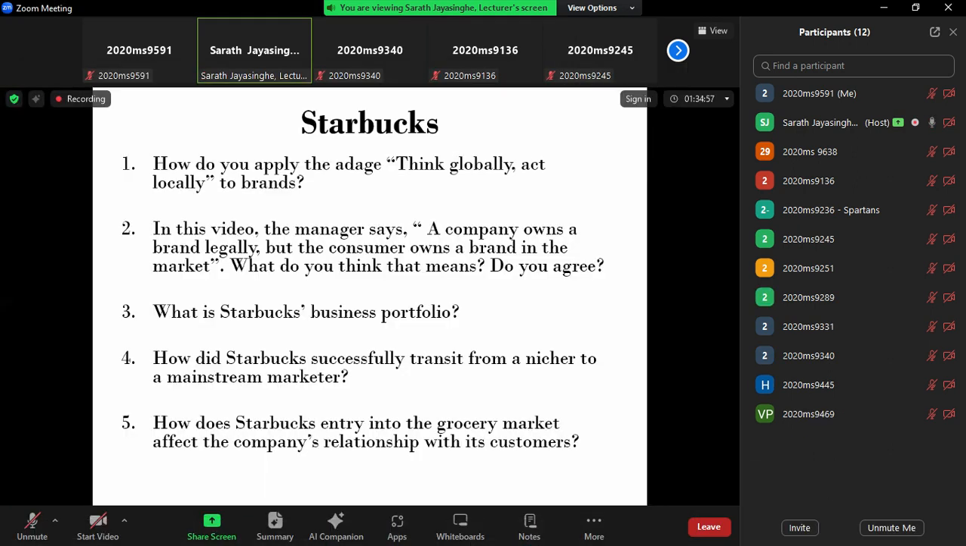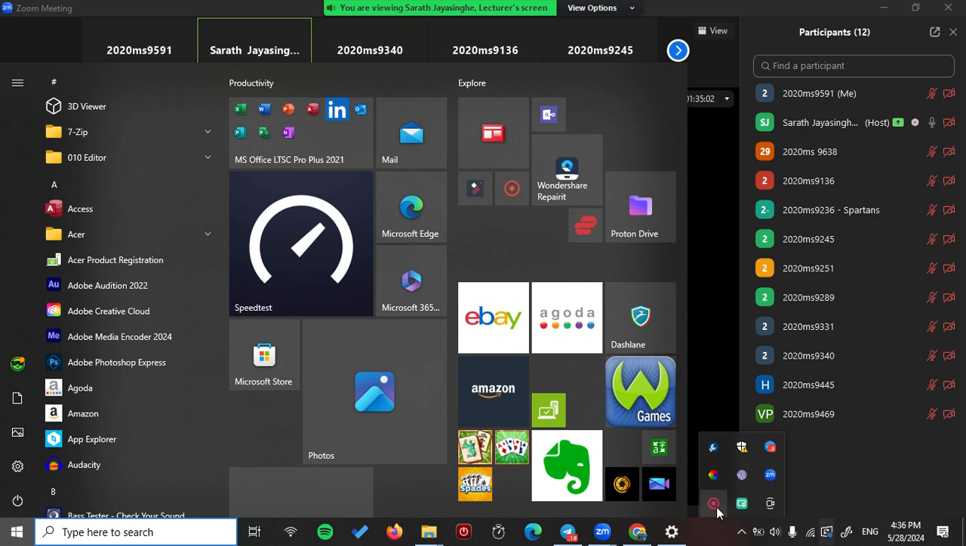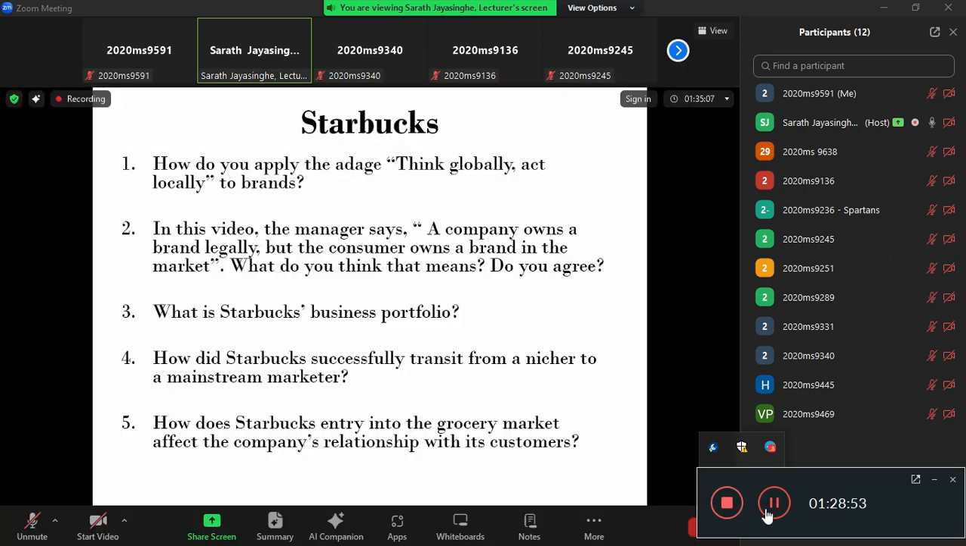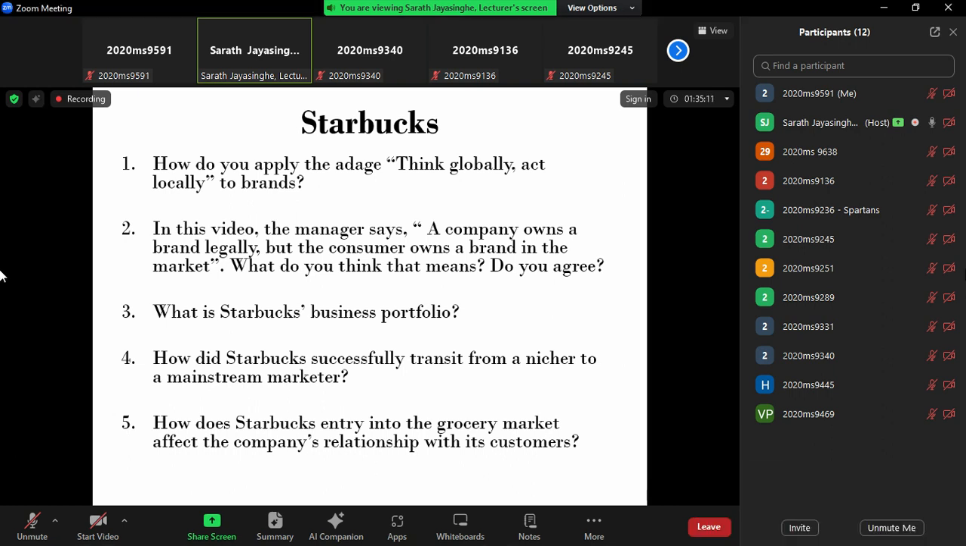Tell me what you observed. Can you tell me something about the first question? Any question? Do you have any observations? Whatever you discussed. You can speak in any language, no problem, Sinhala or English.